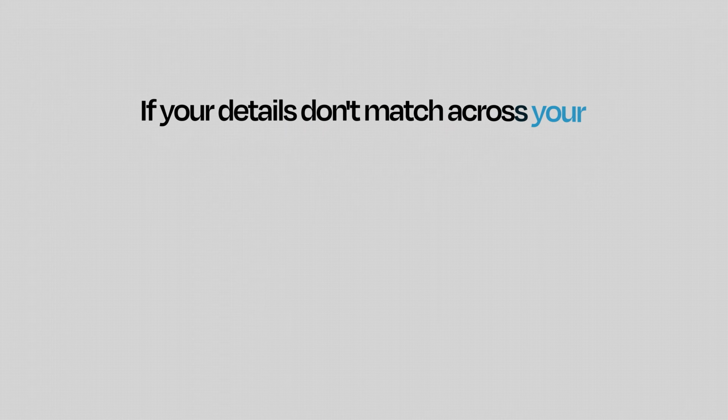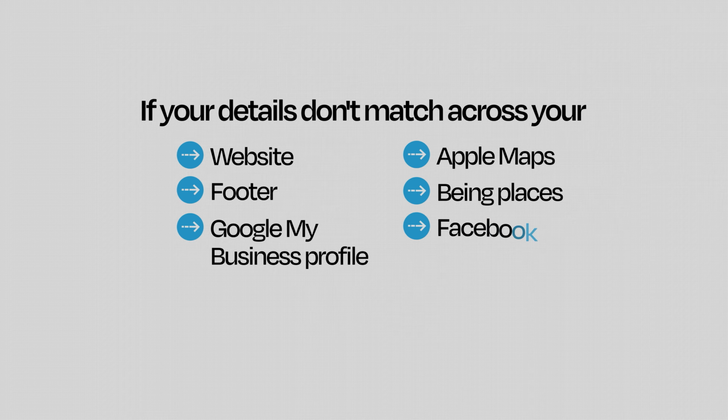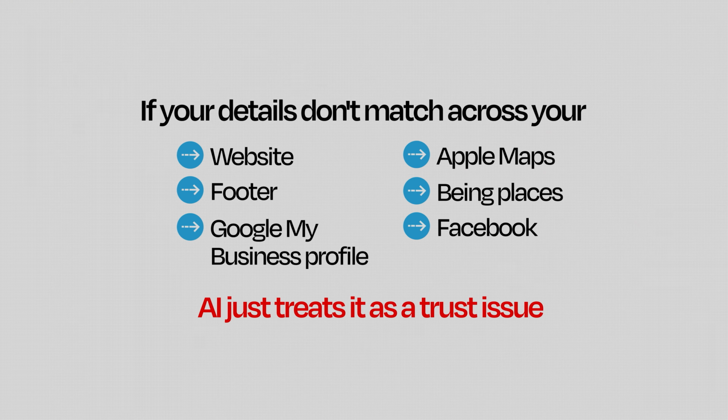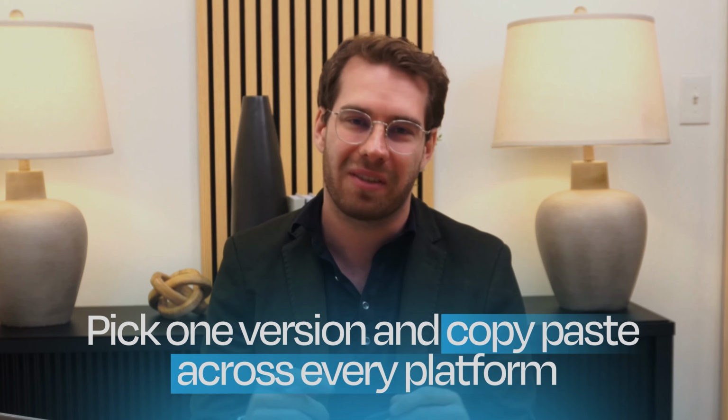If your details don't match across your website, your footer, your Google My Business profile, your Apple Maps, your Bing Places, your Facebook, and the major directory, AI just treats it as a trust issue. There should be no variations here. So street and ST or street can split your signals too. Pick one version, please, and copy paste it across every platform.